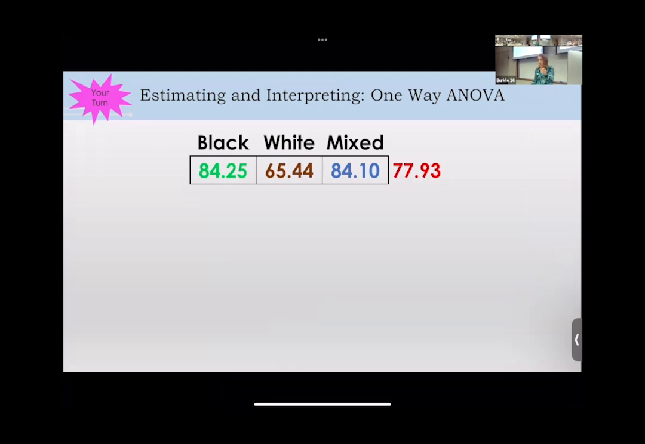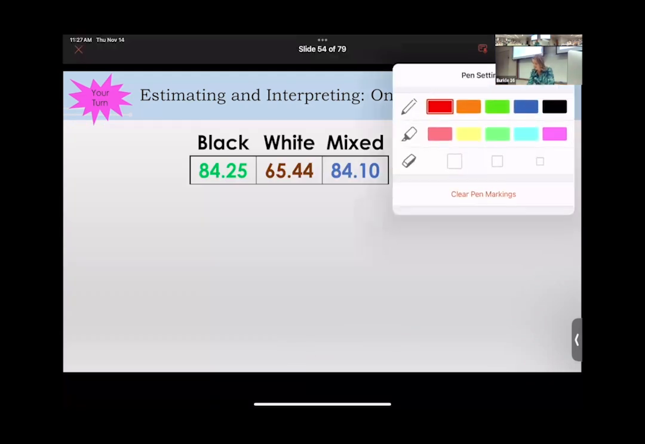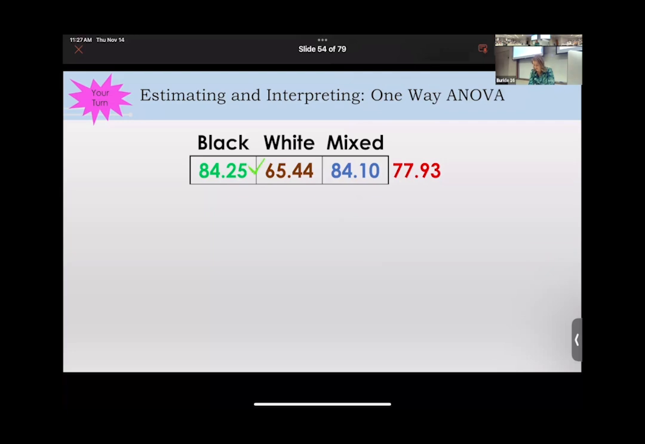as we've been doing in class, or your graphs if you have a graph. So was there a difference between black and white? Black and white? Yes. So I'm going to say yes, that is different. When I say that is different, what do I mean? Obviously 65 and 84 are not the same number, but that's not what I'm saying when I say they're different.